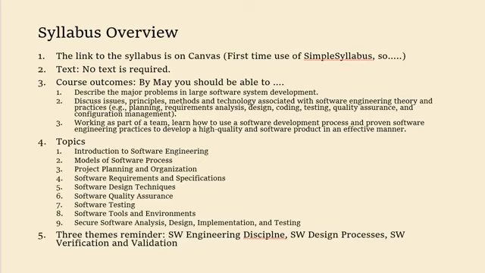So everything about the details of the course should be on the syllabus. No text is required. The outcomes are listed on the syllabus, the topics are listed on the syllabus, and of course I'm reminding you of the 3 themes: software engineering discipline, design processes, verification, and validation.